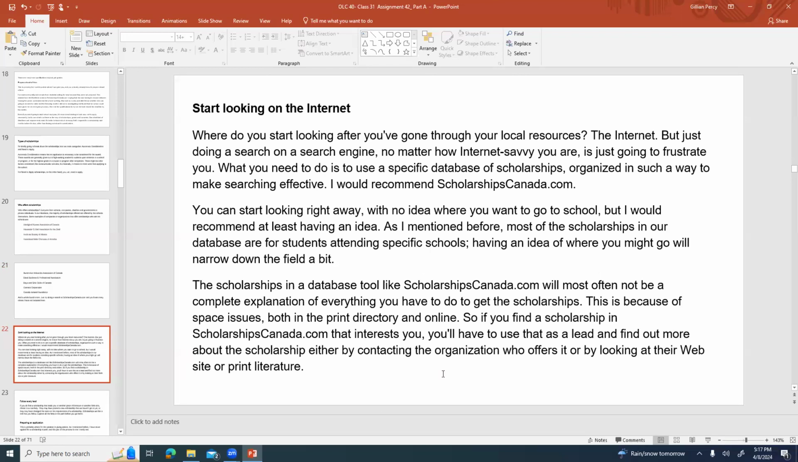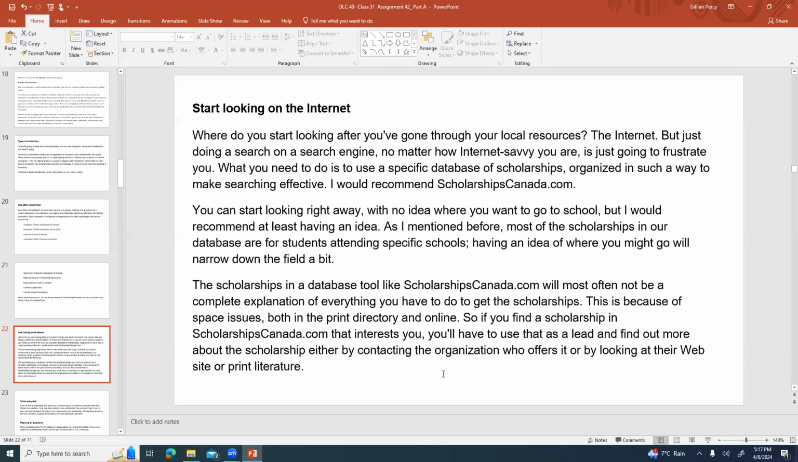You can start looking right away with no idea where you want to go to school, but I would recommend at least having an idea. As I mentioned before, most of the scholarships in our database are for students attending specific schools. Having an idea of where you might go will narrow down the field a bit. In other words, if you know you're applying to Lakehead, then you can specifically look for what types of scholarships Lakehead offers. But if you know that you're not going to be willing to travel as far as University of Toronto, there's no point looking at scholarships from University of Toronto because you won't go there.